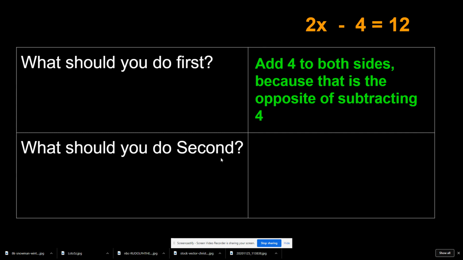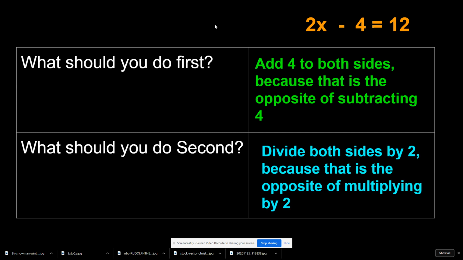What we would do second is we would have to do the opposite operation of what's being done to the variable. Since the variable is 2x, and that means 2 times x, we would have to divide both sides by 2, because that is the opposite of multiplying by 2.